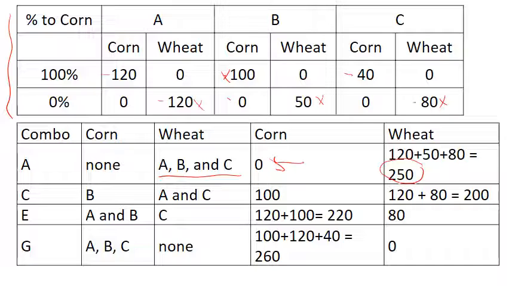If C grows wheat, even I get confused. If C grows wheat, we'll get the 80 bushels of wheat from C. If A and B grow corn, we're going to get 120 plus 100 for a total of 220 bushels of corn. And finally, if A, B, and C all 3 grow corn, we'll get 120, we'll get 100, we'll get 40 for a grand total of 260 bushels of corn.